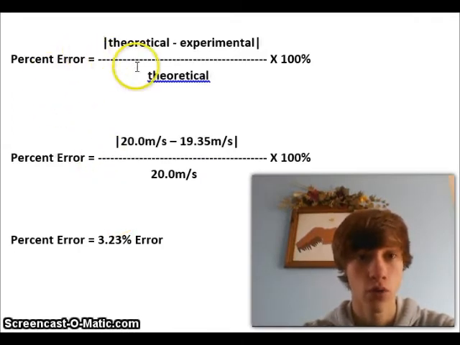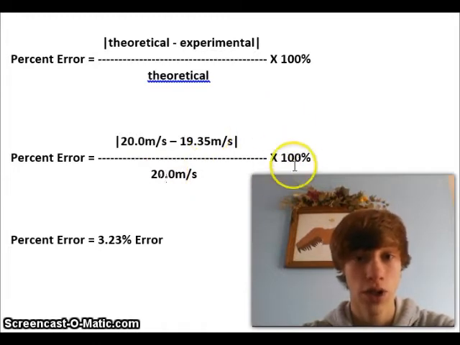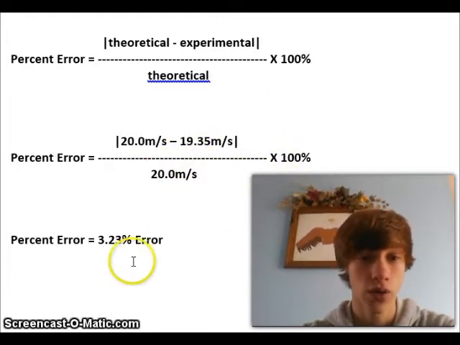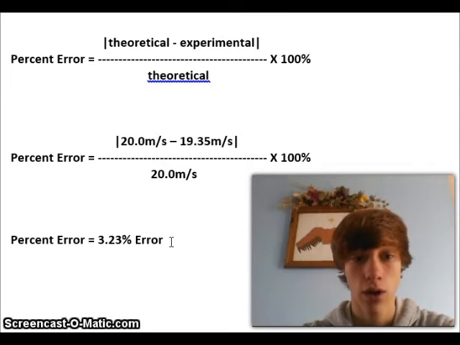And now we are going to calculate the percent error. We have percent error equals the absolute value of the theoretical value minus the experimental divided by theoretical times 100%. Now we launched the pumpkin at 20 meters per second, and we calculated the initial velocity to be 19.35, divided by the theoretical value times 100%. Calculate this out and it yields 3.23% error, which is very low and indicates that the values we calculated are close to their theoretical.